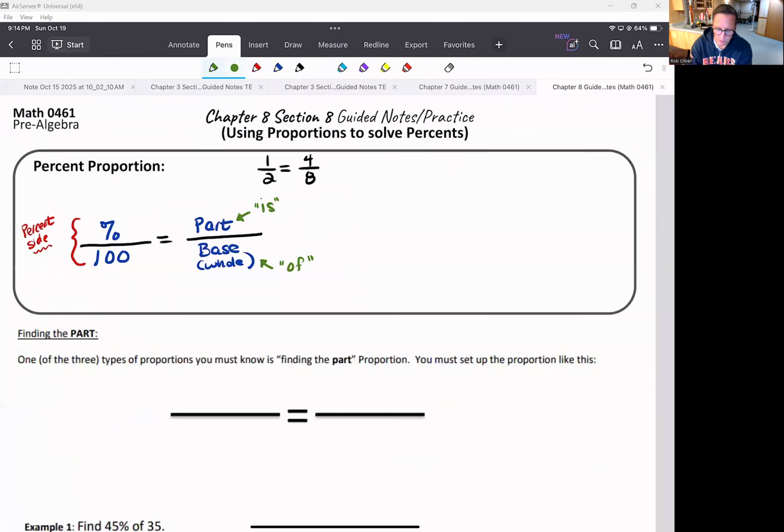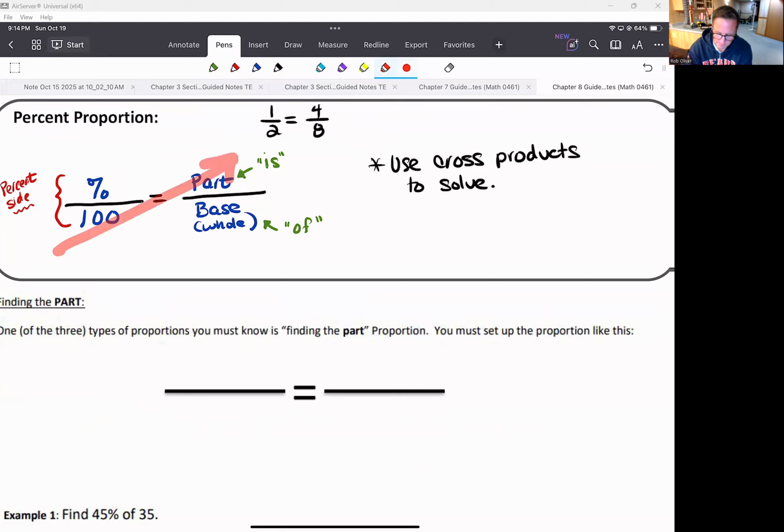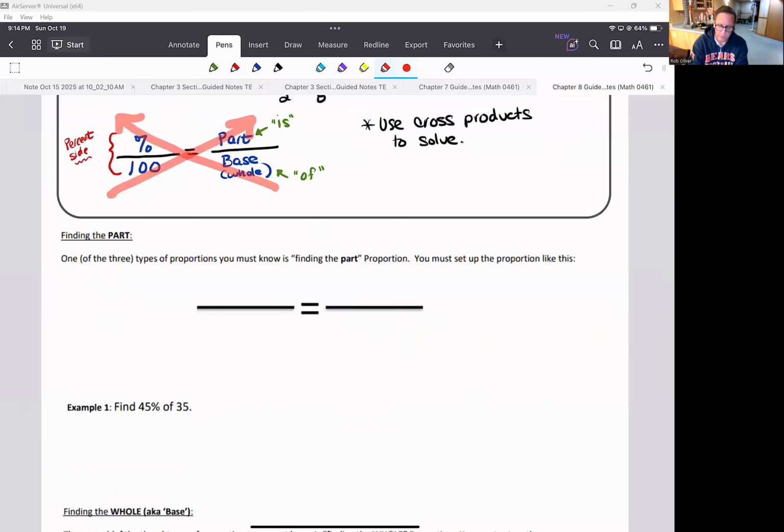When you solve using a percent proportion, you're going to use cross products to solve. That's cross multiplication. That just means you're multiplying diagonally like this. That's what you're doing. All right, let's jump into our first problem.